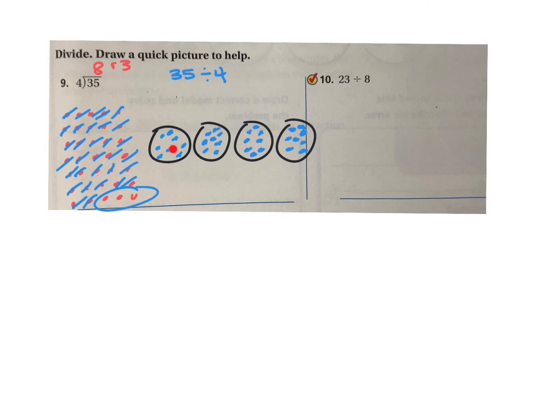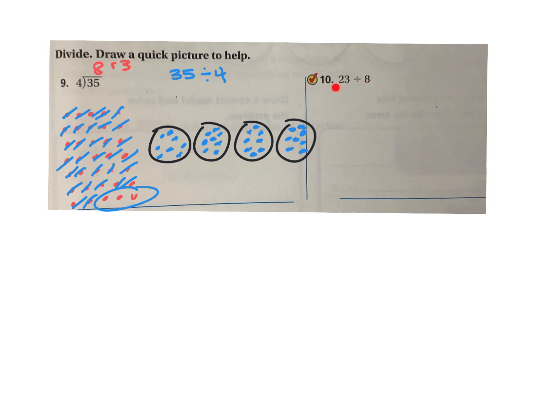Each of these have 1, 2, 3, 4, 5, 6, 7, 8. 8 here, 8 here, 8 here, 8 here, right? 8 times 4, which is 32. With 3 more left over to give me 35, I have an 8, remainder 3. Last one we'll do, a 23 divided by 8. Well, I know that 8 times 3 is 24.